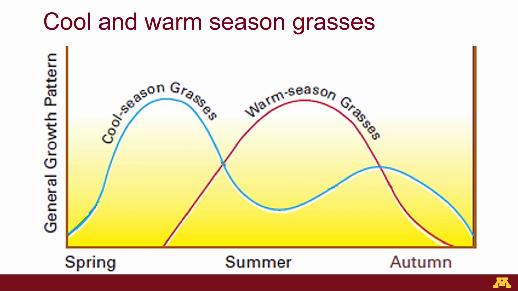Here we have a graph showing the general growth patterns of cool season and warm season grasses throughout spring, summer, and autumn. Cool season grasses make their best growth in spring and fall when air temperatures are low. Warm season grasses make their best growth in summer when air temperatures are high. Cool season grasses also have less drought tolerance than warm season grasses.